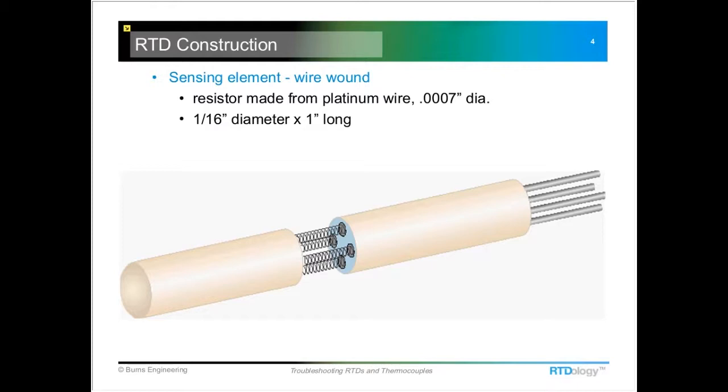failure mode. So first off, we'll talk about the construction of an RTD, resistance temperature detector. There's a couple different styles of sensing elements that are used. This one is what we call a wire wound sensor, and this is a little coil of platinum wire, 7/10,000ths diameter is a pretty common size for the actual sensing wire. It's in a ceramic tube. It's about a 1/16 of an inch diameter and about an inch long. So it's a pretty small device, and you can imagine these wires can be a little bit fragile.